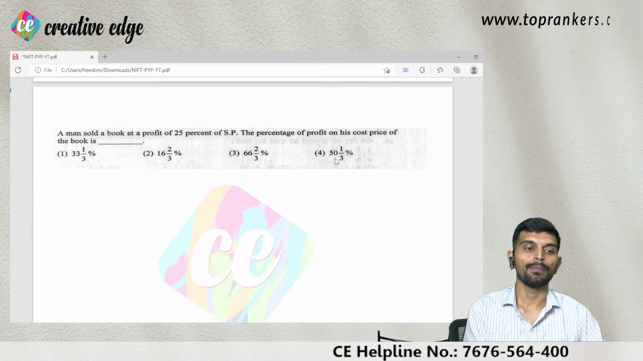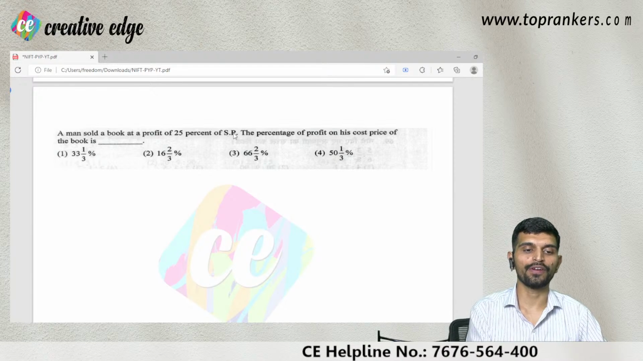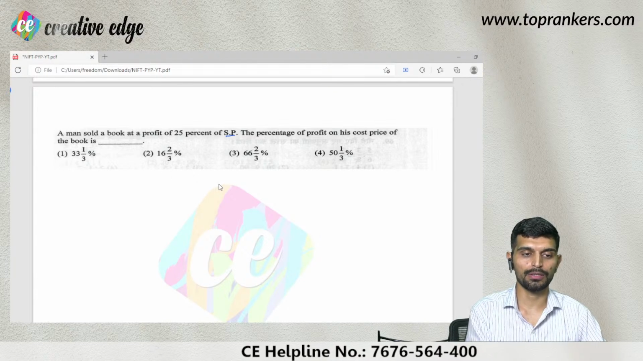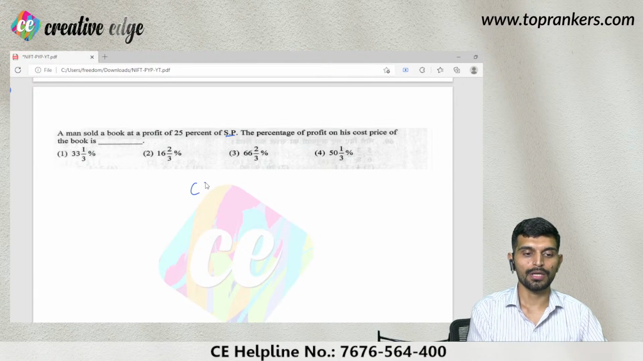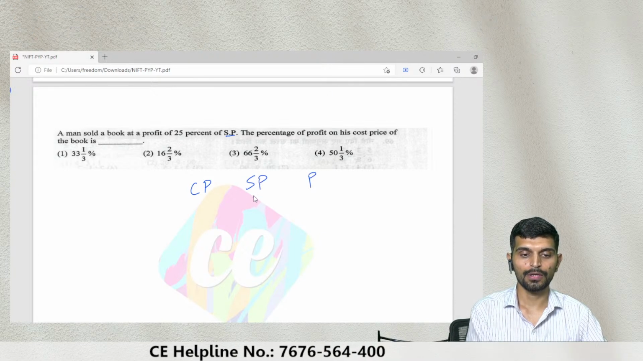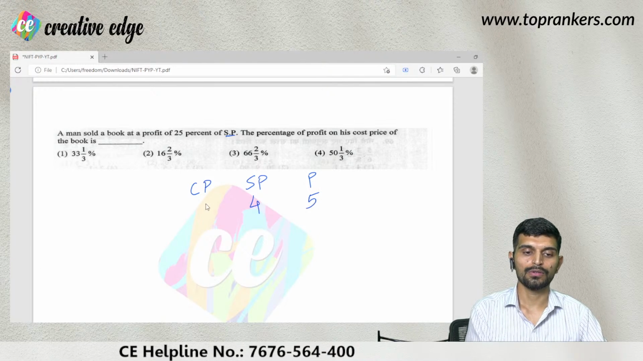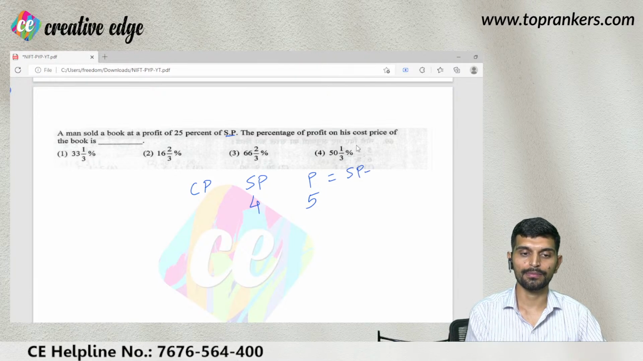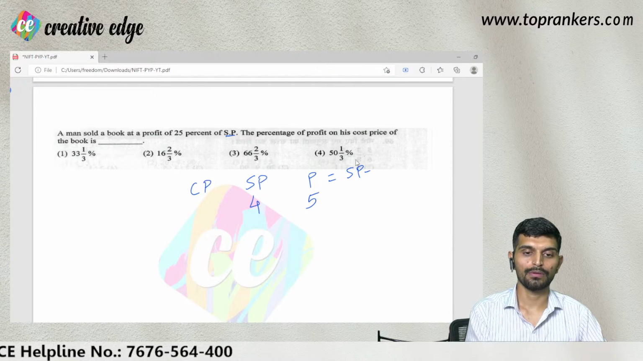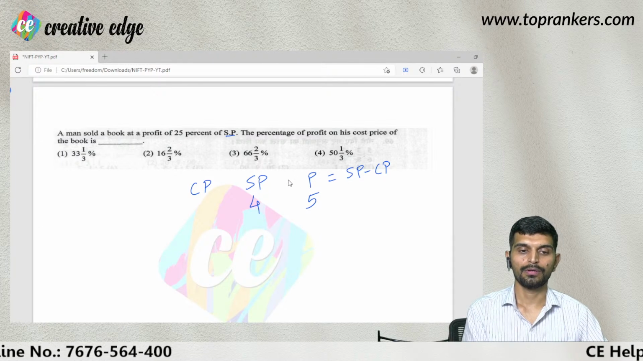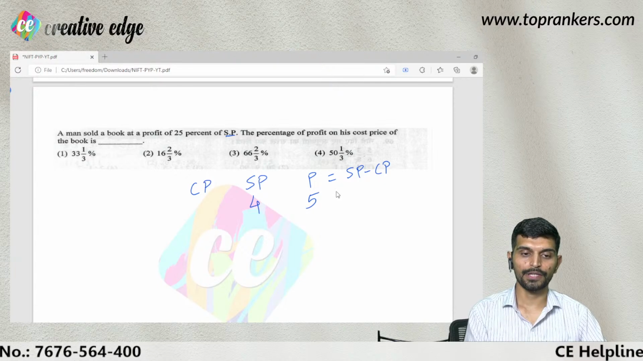Next, a man sold a book at a profit of 25% of selling price. The percentage profit on his cost price of the book is, say, cost price, selling price, profit. So profit of 25%. If this was 4, this is 5. So profit is equal to SP minus CP. SP minus CP. So SP minus CP is equal to 5.